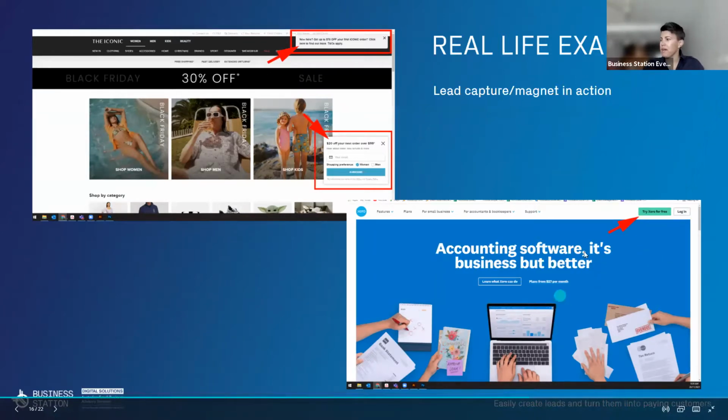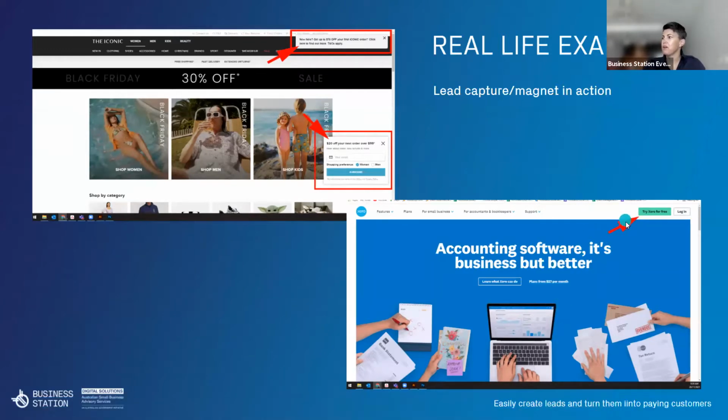Xero, we've already talked about, but it's just another really great example of having that lead magnet. So the first thing I see on the website, their main colour scheme is blue, and then they've got this green button which stands out because of the difference in colour, and it tells me to try Xero for free. And once I click that button, it's going to ask for my email address and my details, obviously, because I need to sign up for the account. But that's how it uses that lead magnet.